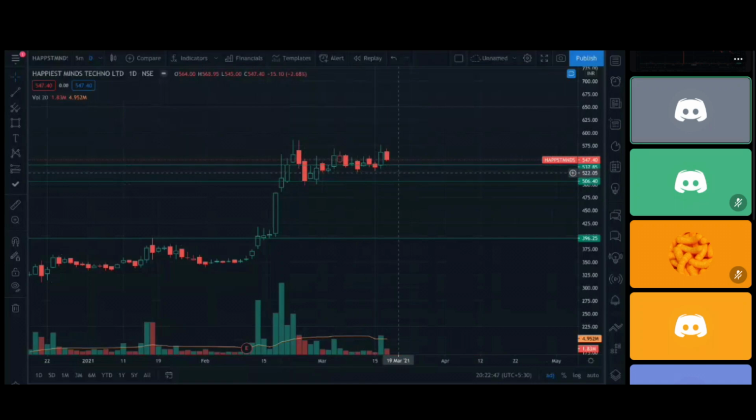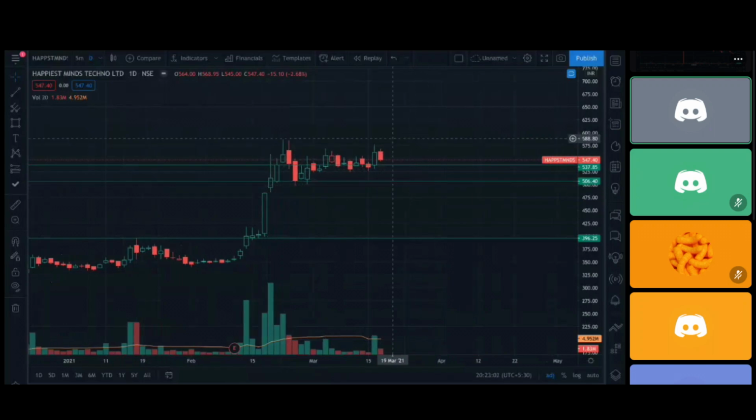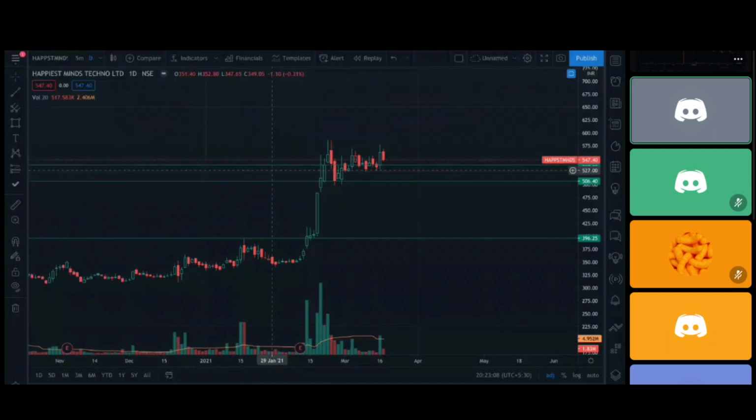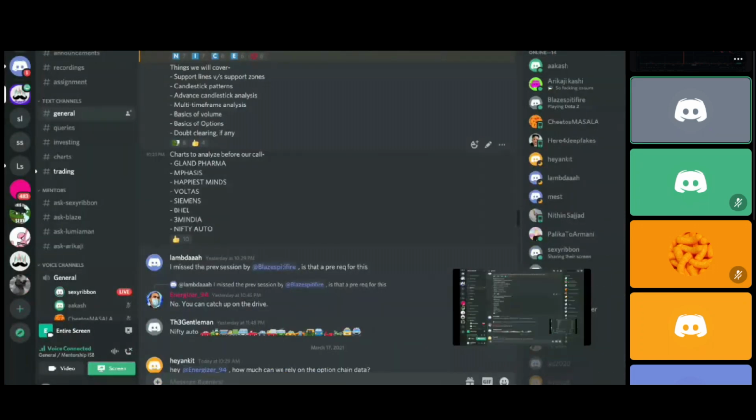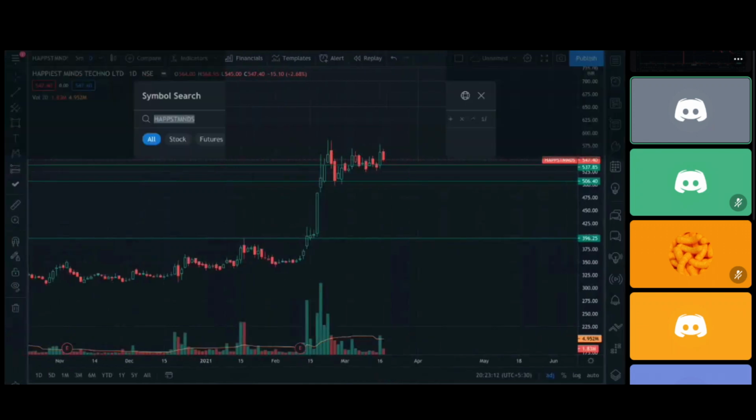So this kind of hints it is a support, but let's consider this a support zone. As long as it is above this level, I'm still bullish. But as soon as it closes below this support zone, I become bearish. I start wrapping up my longs right here. So I hope this gives a decent idea about how to approach these things, and I think we can also look at Voltas.